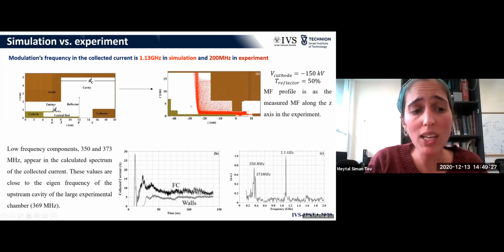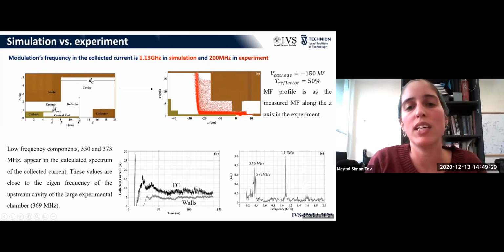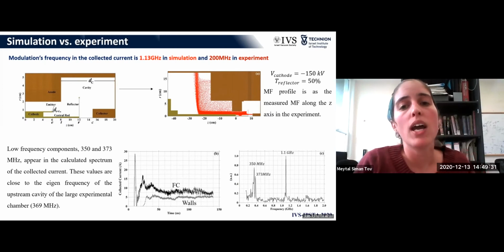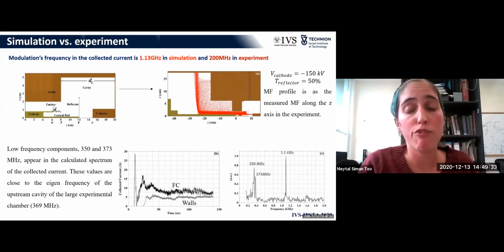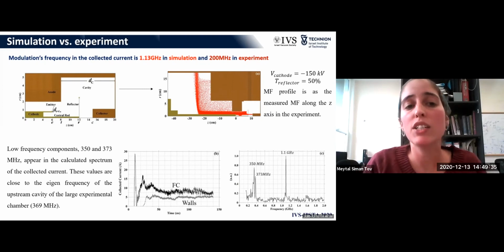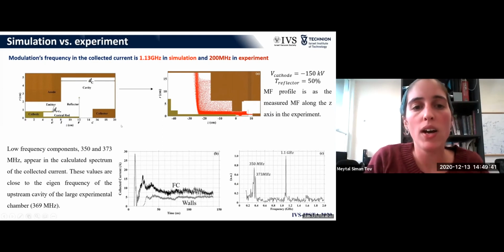It's a cavity in the upstream side of the system. And we also add a finite transparency for the reflector, and we change the magnetic field profile to be as the major magnetic field along the z-axis in the experiment. Okay, the result of these simulations is here.